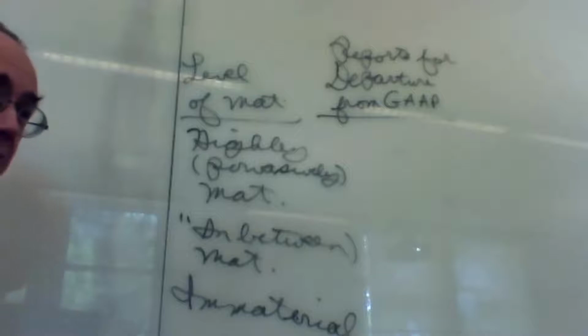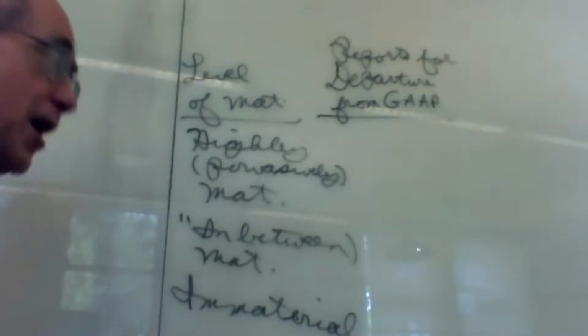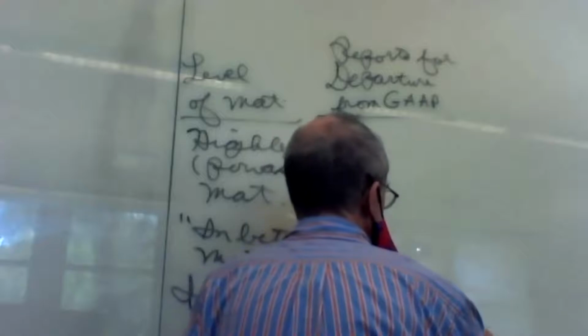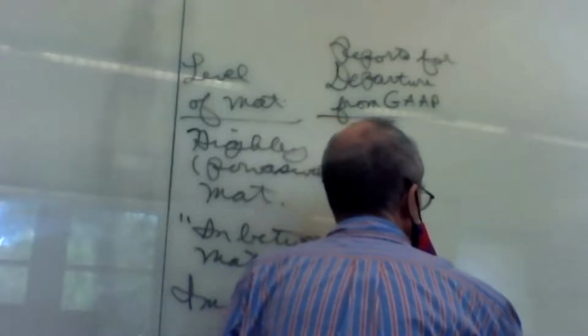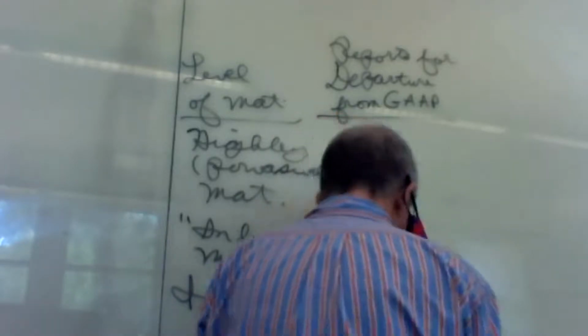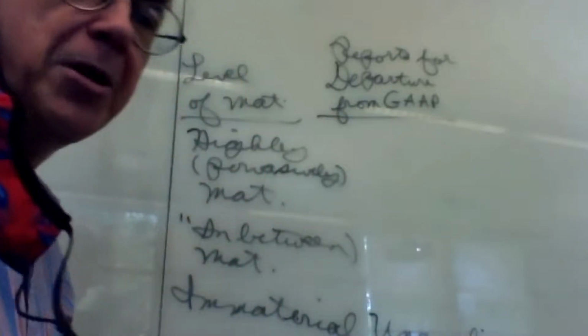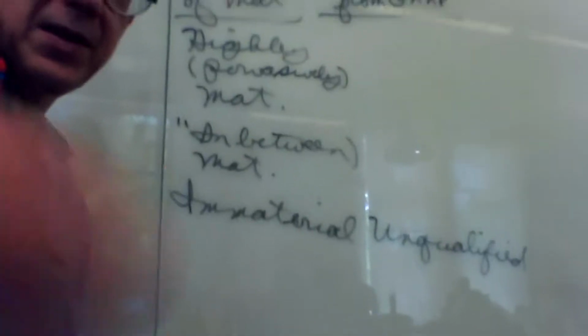So let me start down at the bottom. Anytime that we have a departure from GAAP, which is immaterial, which type of audit report can we issue? Unqualified, you got it. Gold clean opinion, unqualified or unmodified. Type of opinion that everybody wants.